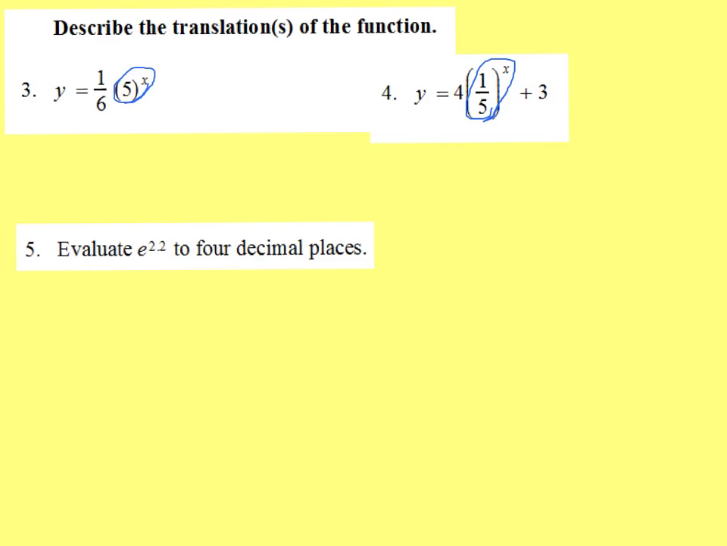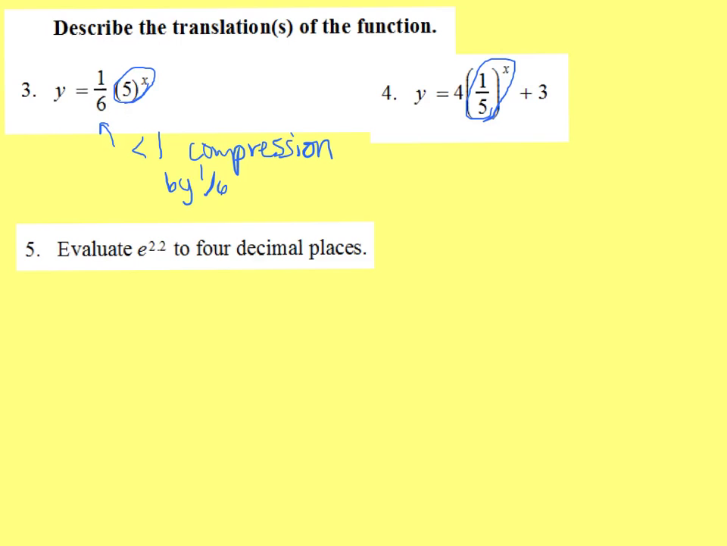So for number 3, this 1/6. If I am multiplying by a number in the front of my function, that means it's going to be a stretch or a compression. So because this is less than 1, I know this is going to be a compression by a factor of 1/6. Because I am multiplying a number in front, I know it's going to be a stretch or a compression. Because this number is less than 1, it is a compression.